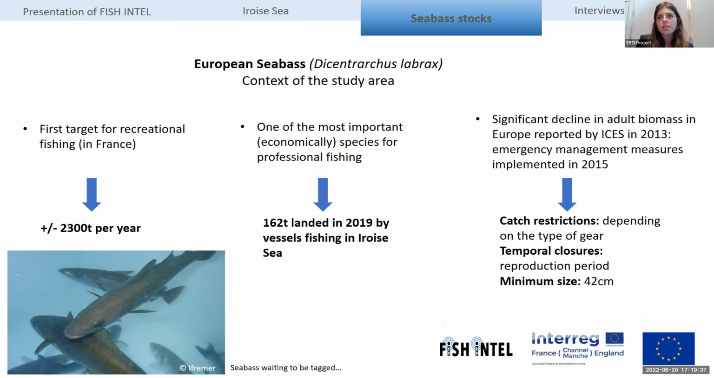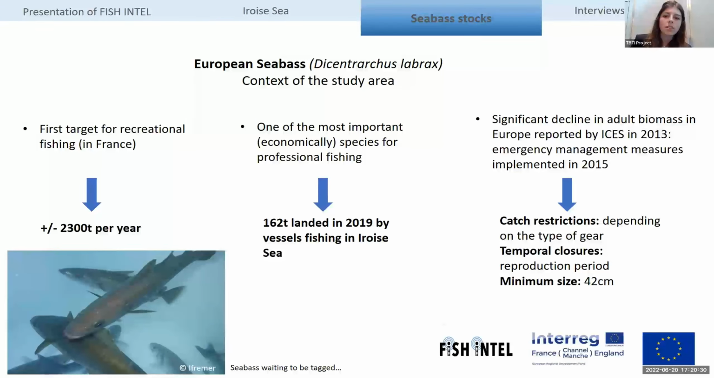However, this species is today considered by scientists to be below the biomass threshold in the northern area of Europe, which includes the Iroise Sea and all of our Fish Intel pilot sites. A very significant decline in reproductive stock biomass has been observed by French Brittany's fishermen over the last 20 years, more or less, but nothing was done at that time. So the local fishermen themselves proposed some restrictions, some seasonal closures, by not fishing during the reproduction period or on the nurseries, but they did that voluntarily. They were not forced to do that.